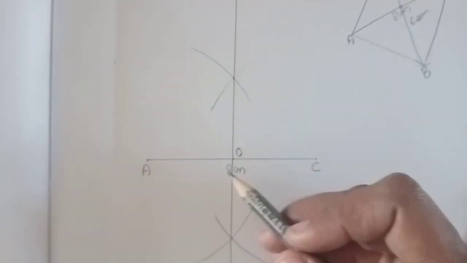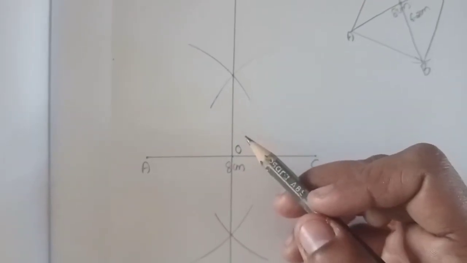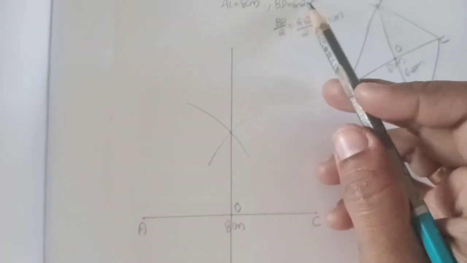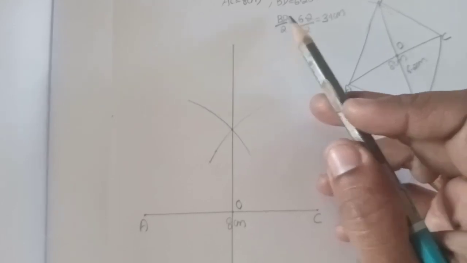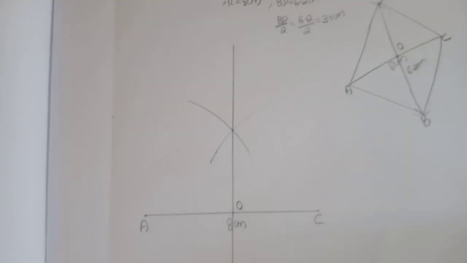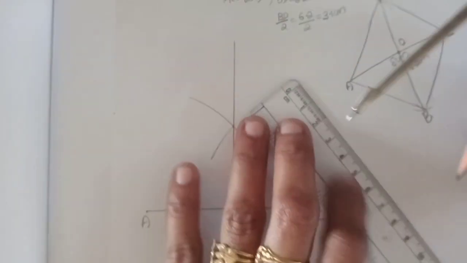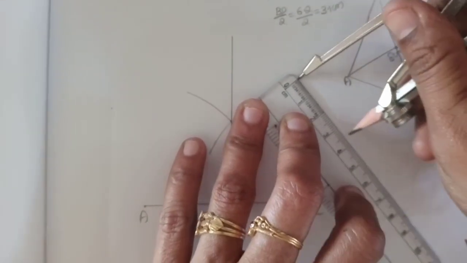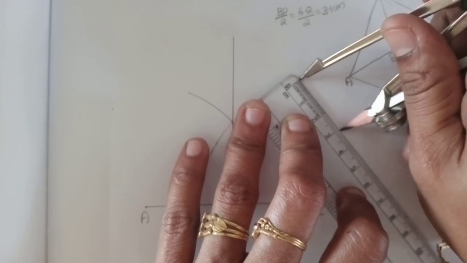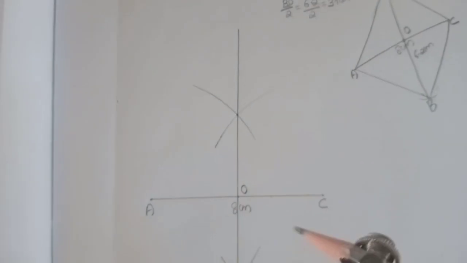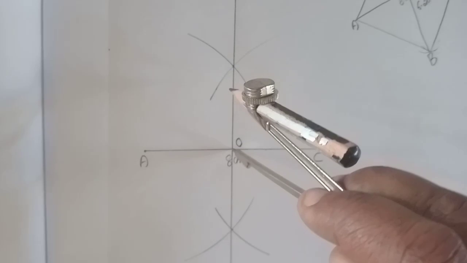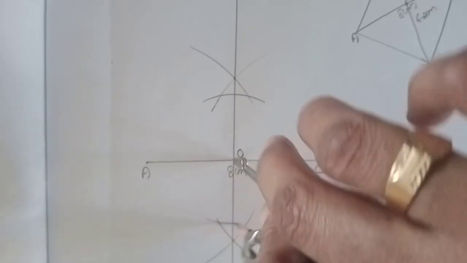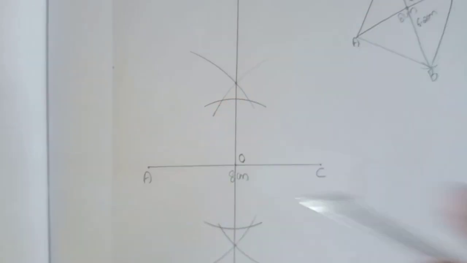We know that the diagonals of a rhombus bisect each other at right angles. So here BD is 6.2. Taking half of the length of BD, that is 3.1, so taking 3.1 centimeter radius with O as center, draw two arcs above and below the line segment AC.